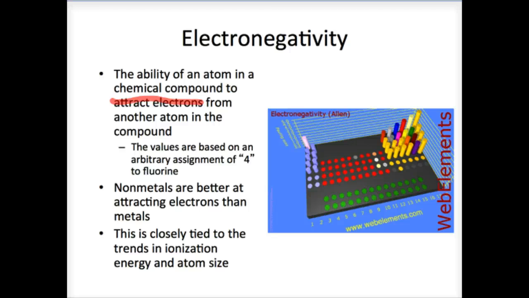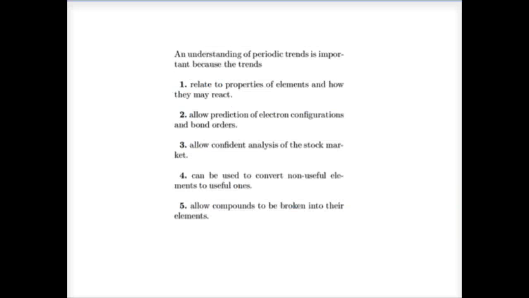So, that brings us to our questions. Pause the video, answer the question. This is just a nice general question. Why are periodic trends important? Ultimately, because it gives us an idea of the properties and how they're going to react. So if I know where an element is in the periodic table, I can predict its chemical behavior.